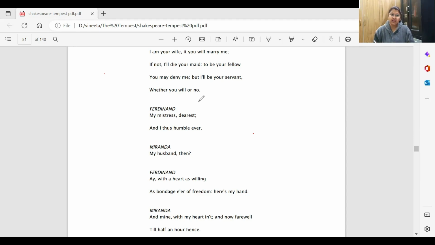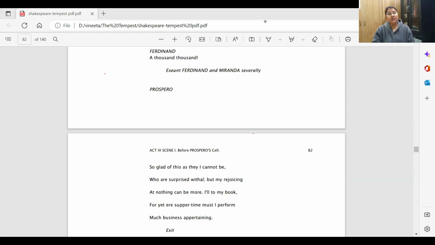Here is my hand. And then he offers his hand. Then Miranda also offers, and mine with my heart in it. Even my hand is there. So they shake hands with each other, with my heart in it. And now farewell till half an hour ends. And now let me go, farewell for half an hour. When Miranda asks for farewell for half an hour, Ferdinand says, a thousand. I am ready to bear thousands of farewells for your sake. And then Ferdinand and Miranda exit severally, means separately.